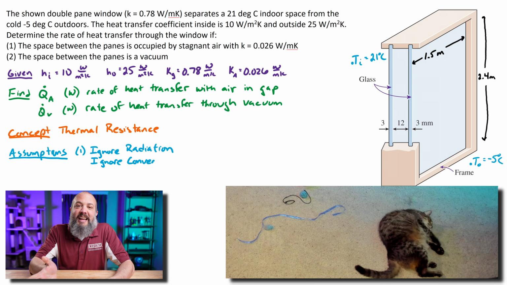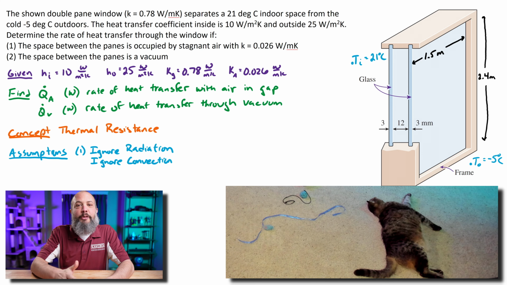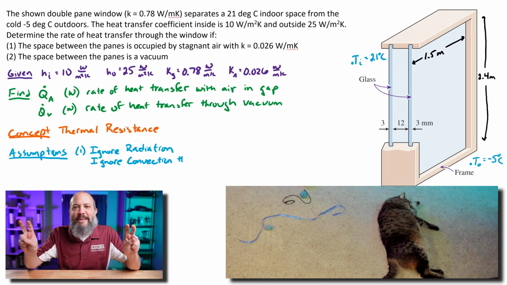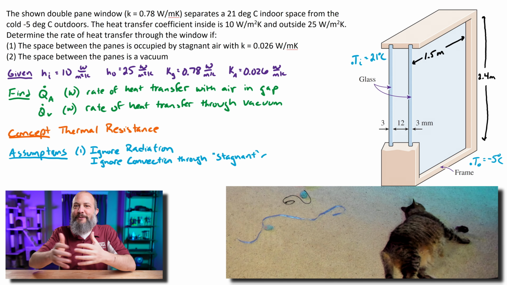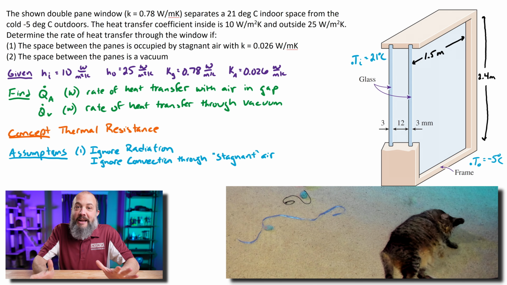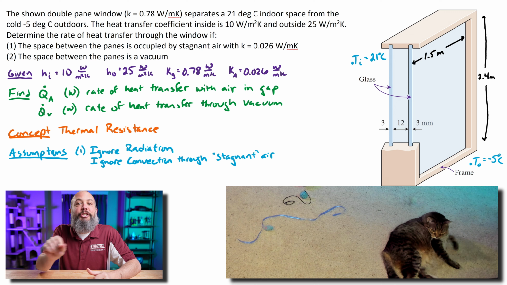Second assumption is I'm going to ignore convection through the stagnant air. That's that keyword. Stagnant means that the air is not moving. And you can't have convection if the air is not moving, right? That's what convection is. It's actually heat transfer through a moving fluid. So if the air's not moving, then there's only conduction through the air.